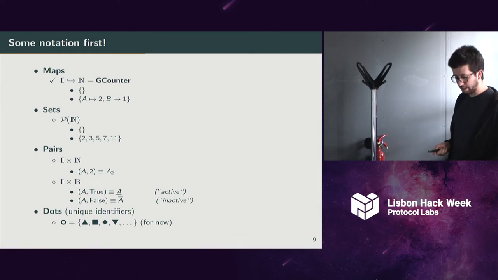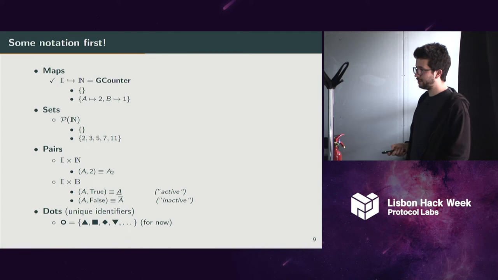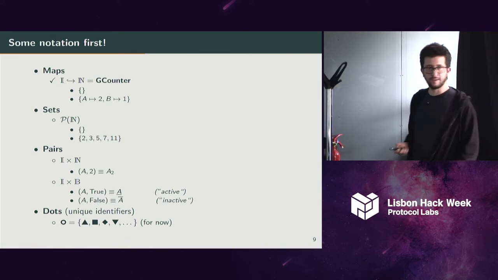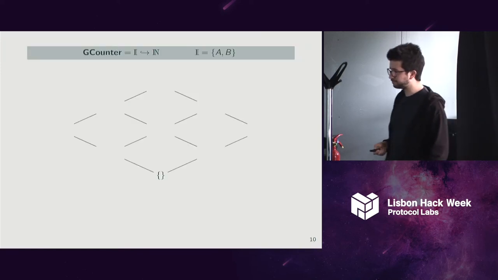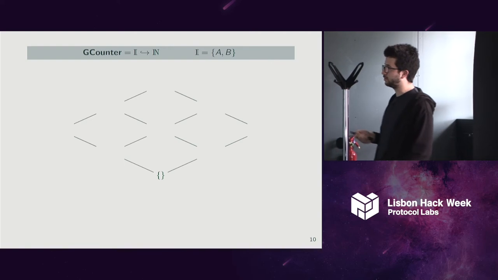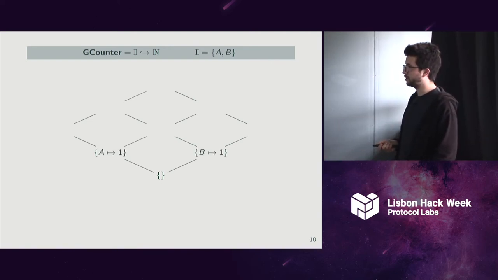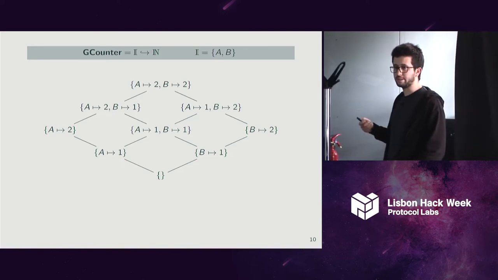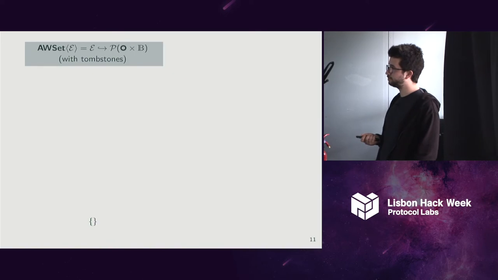And I'll talk about dots, which are unique identifiers. For now, we're going to use geometric figures, and the notation I'm using for that is this bold circle. Okay, so this is the same example we've seen, just from another perspective: we have increments, now they merge, more increments, now they merge. So this hash diagram is very useful to understand the evolution of the state in CRDTs.